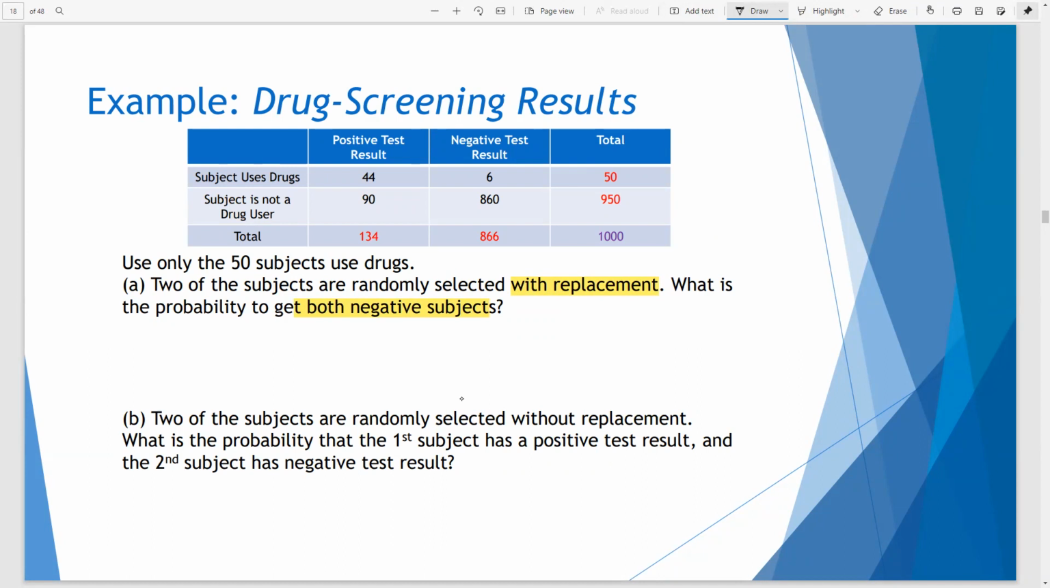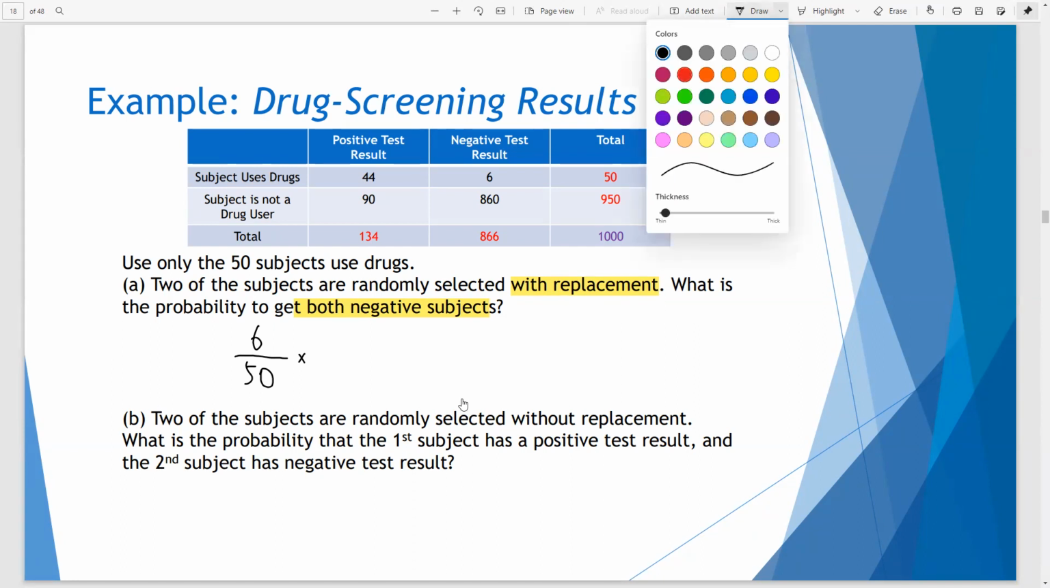So the first one you select, of course, nothing trouble, right? That's 6 of the negative result you select from those 50. Then the step 2, you want to select your second negative subject. And you put it with replacement. So before that's 6 subjects, total 50, you do what?